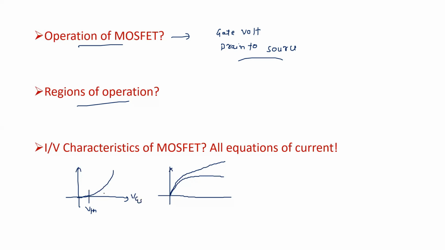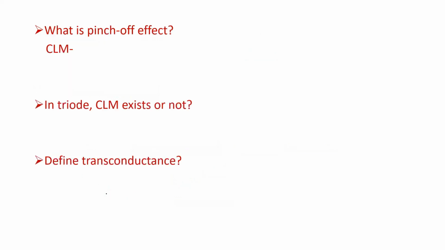After the channel is formed, this particular region is subthreshold conduction. This is subthreshold conduction. After that, it is a deep inversion region where we have a significant amount of current.